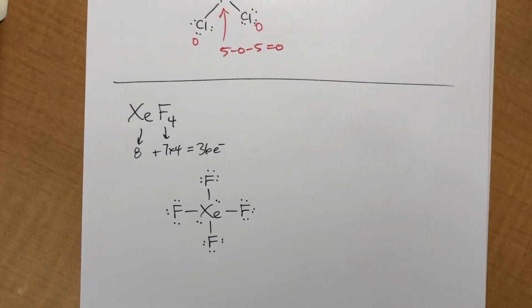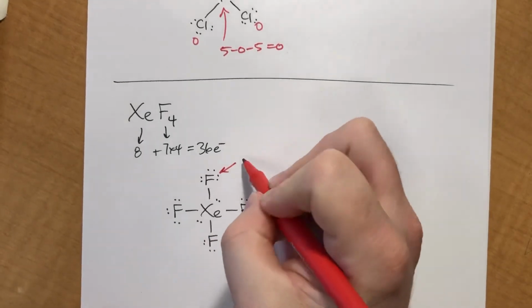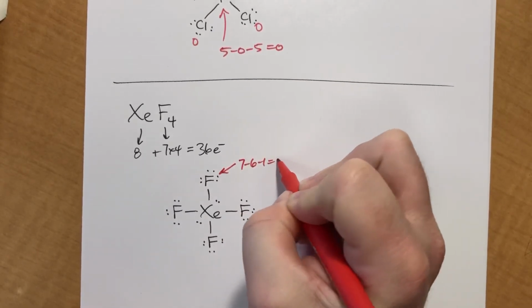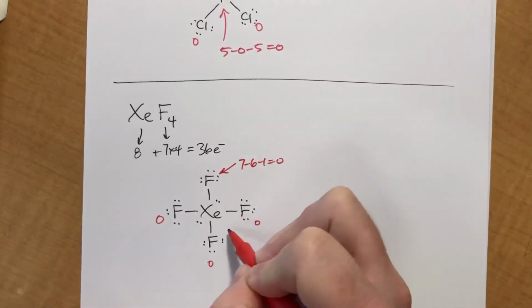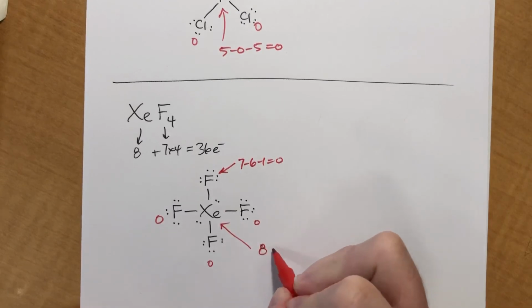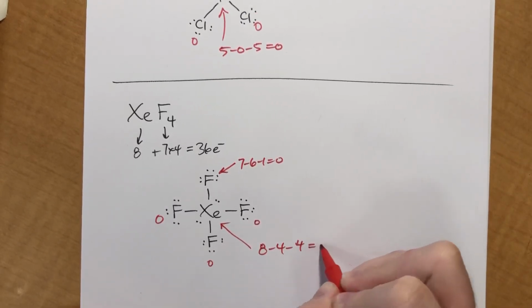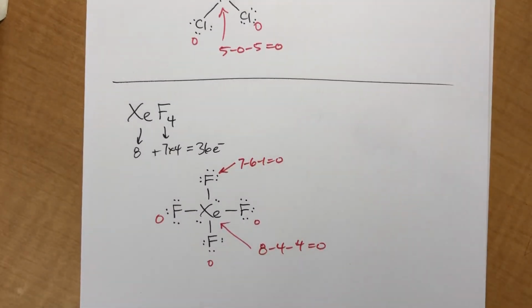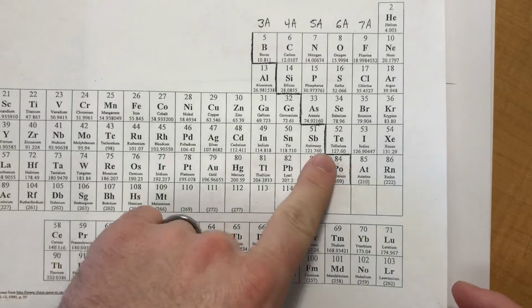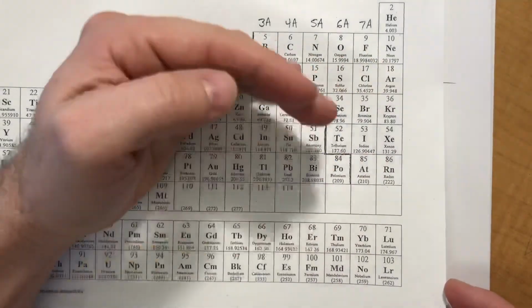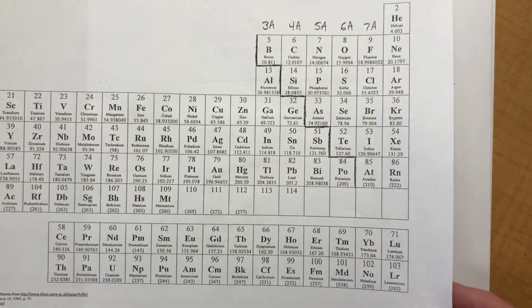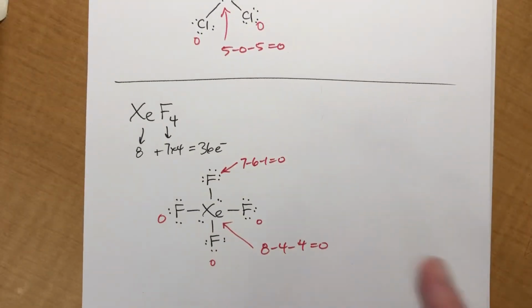Let's check our charges. So this is 7 minus 6 minus 1 is 0. Those are all zeros. This is 8 minus 4 minus 4 is 0. Everything's happy, and it's violated the octet rule, but it's way down in the 5th row. It can handle more, anything that's not in the 2nd row, anything below it can handle more than 8. And it has 0 charge, so it's a happy molecule. Super weird, but certainly not impossible.